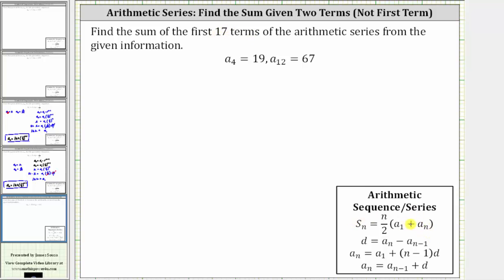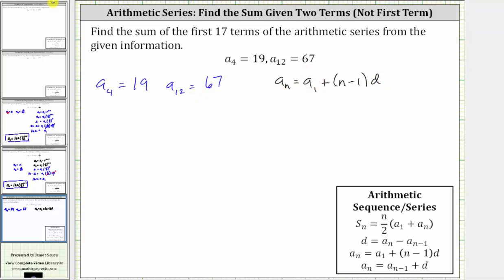So before we find the sum, we need to work on determining the general formula for a sub n, where a sub n equals a sub 1 plus the quantity n minus 1 times d. And we are given that a sub 4 equals 19 and a sub 12 equals 67. Well, notice to find the common difference d, we need the first term a sub 1, which we don't have.